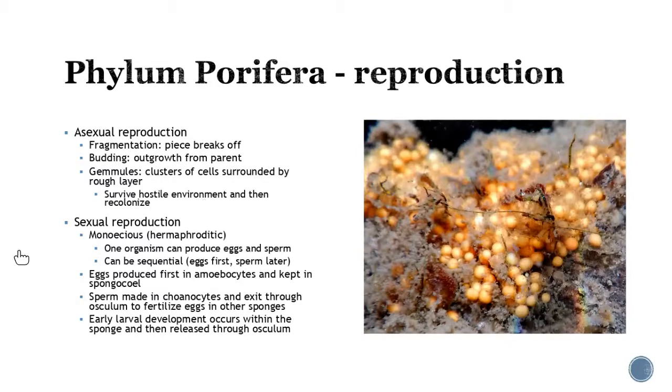Now, some of them can go through sexual reproduction. Some happen to be monoecious, which means they're hermaphroditic, and they can produce both eggs and sperm. And then they can change the order in which they're going to reproduce. I'm going to produce my eggs first and my sperm later, which is kind of interesting. They'll produce the eggs first in their amoebocytes and keep them in the spongocoel, and then produce the sperm in a different type of cell, the choanocyte, and then they'll go through fertilization.